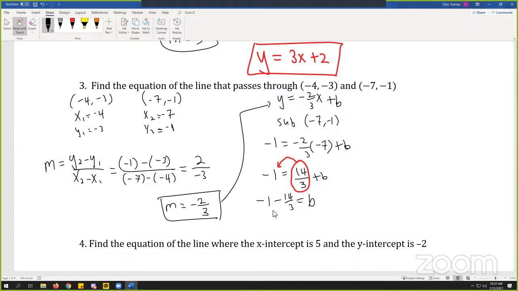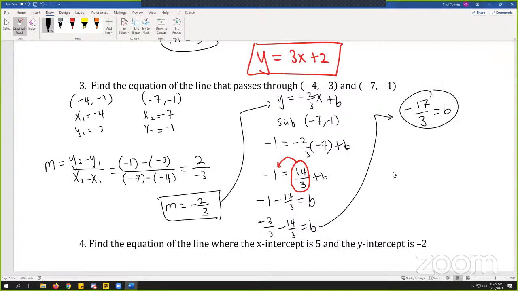Subtracting fractions wise, we need a common denominator. So we're going to change the -1 to -3 over 3. In doing so, we can write down our final answer, which is -17 over 3 equals b. We can now write our final equation here, which you should have gotten: y is equal to -2 over 3x minus 17 over 3.